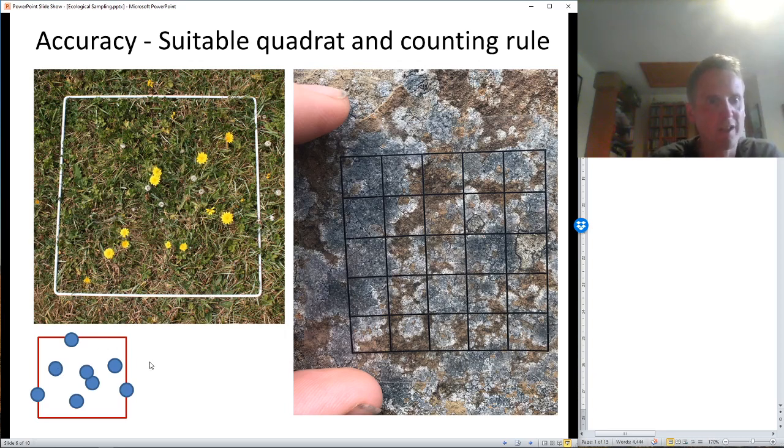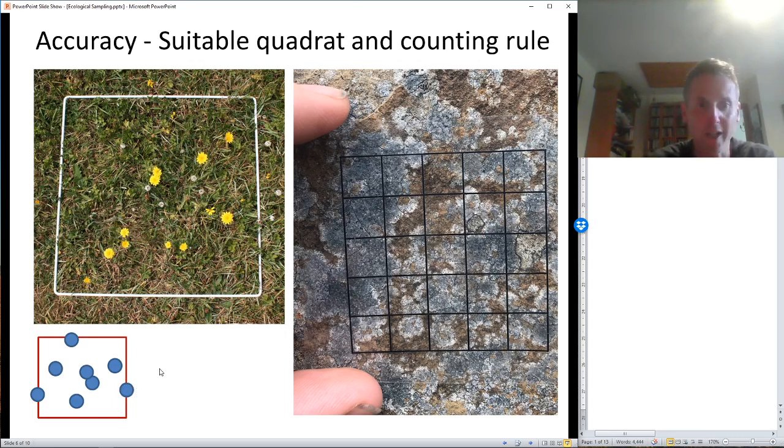Below, I talked about counting rules. Imagine the blue blobs are the plant. The red line is the quadrat. I've got some on the edge. Someone might count this one here as in, someone might count it as out, or someone might say it's half, count it as a half. We all have different ways of interpretation.